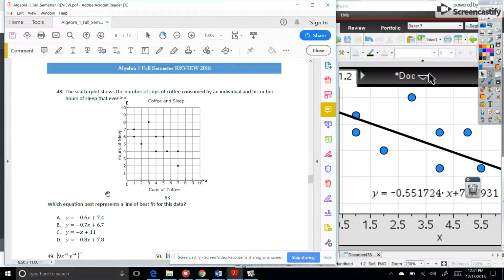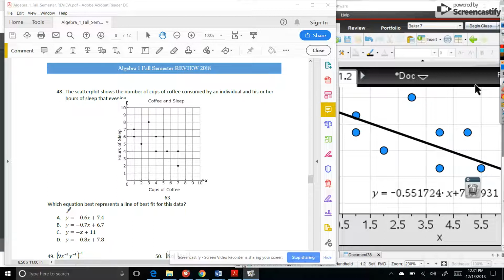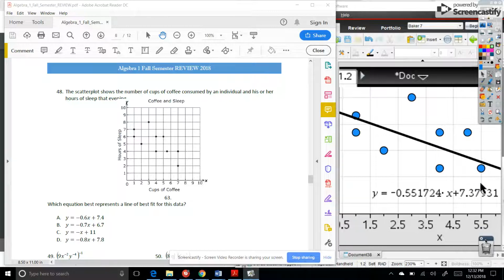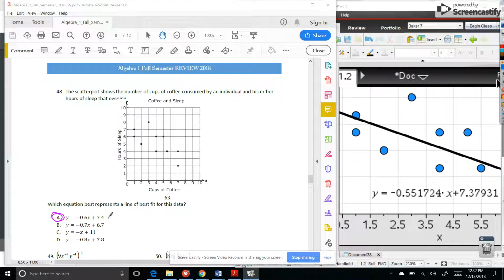All right. Looks like trash cans in the way. Looks like A is the best answer.